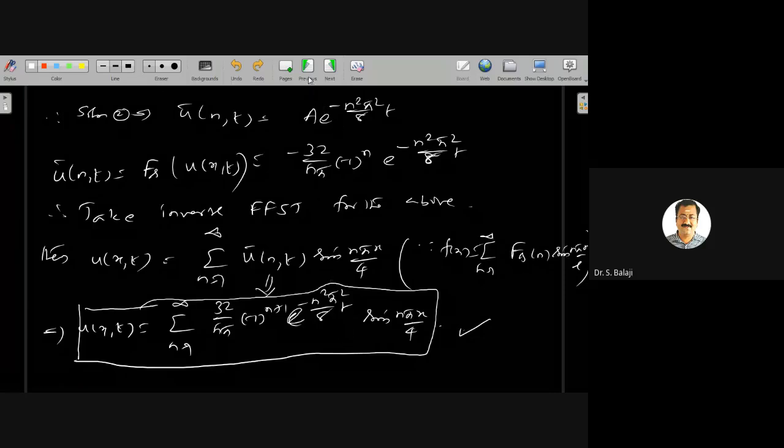The idea is very simple. Just operate either Fourier sine transform or cosine transform. With the help of that, we can find out the relation.